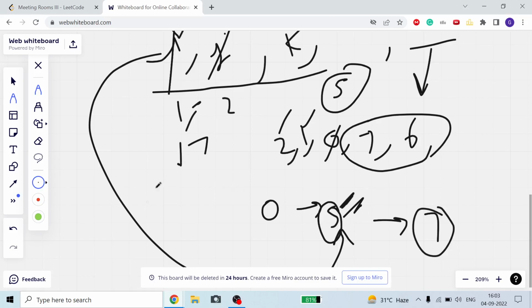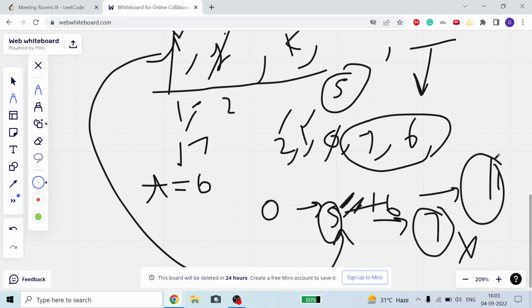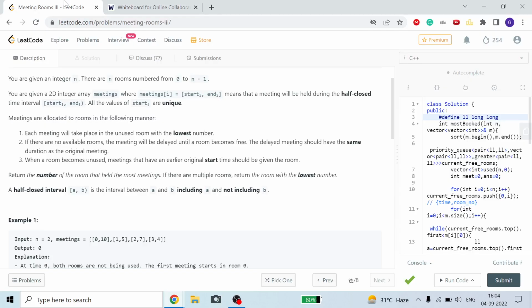So we will calculate the time taken by the meeting. Now what is the time taken by the meeting? 7 minus 1, that is 6. So it will be free at 5 plus 6. 5 plus 6 means it will start at 5 and it will consume 6 units of time, so it will be free at 11. Okay, now instead of 7, our room will be free at 11. This is the use of this particular statement. Okay, this is just common sense as well.